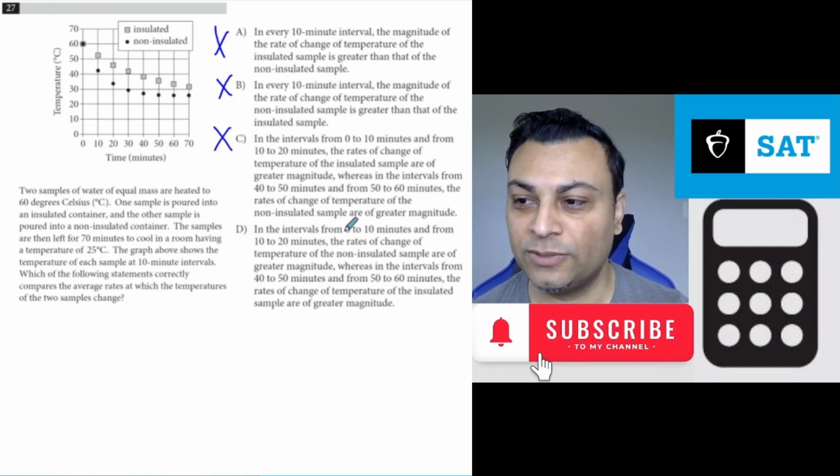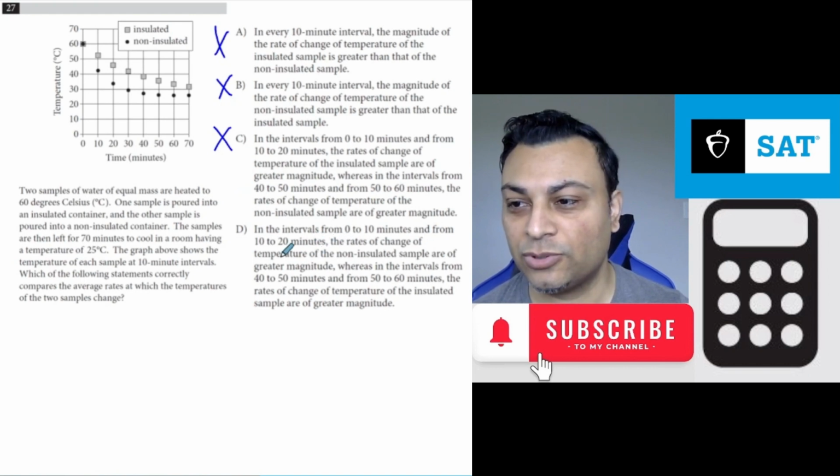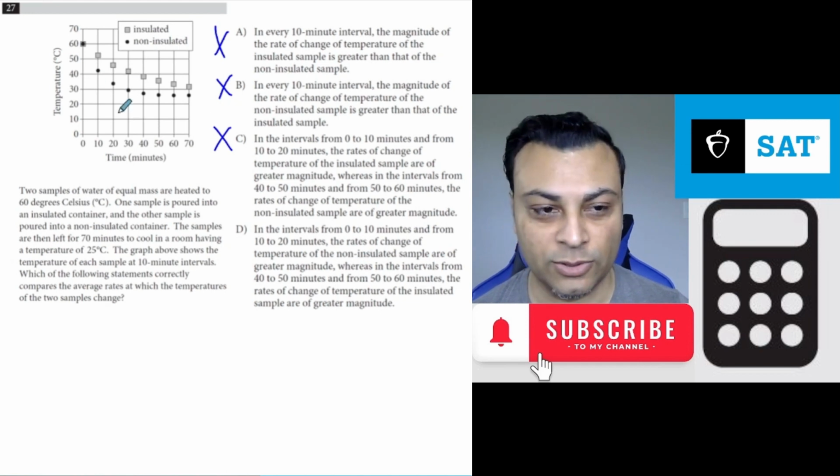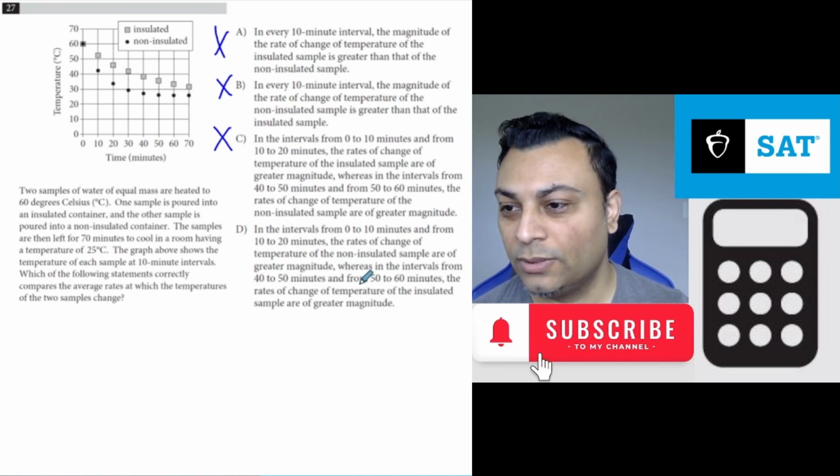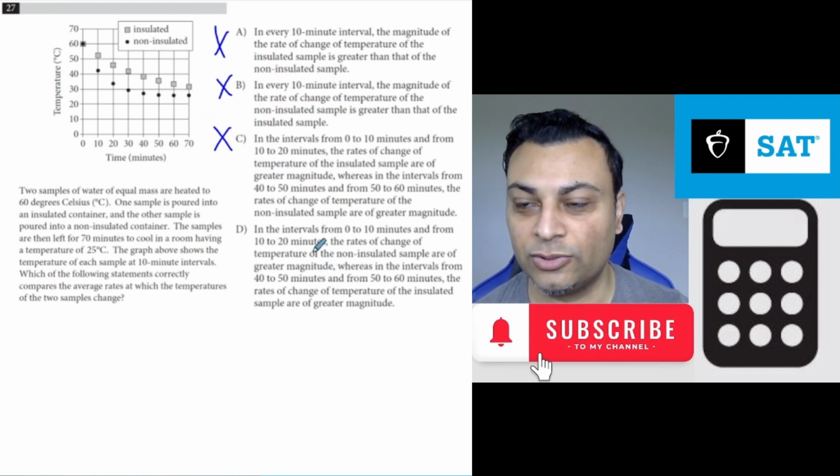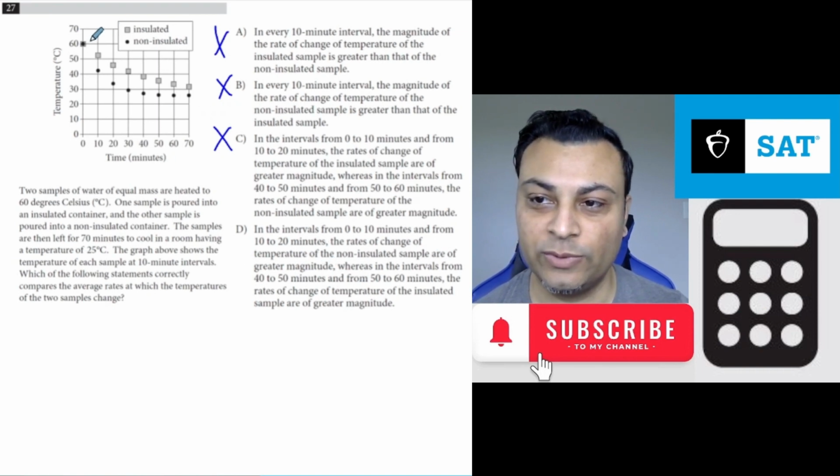In the intervals from 0 to 10 minutes and from 10 to 20 minutes, so the first 20 minutes, the rates of change of temperature of the non-insulated sample, which is the circle marker, are of greater magnitude. So they're saying the circle is steeper for the first 20 minutes. So that's steeper than that. That's true. That's steeper than that. That's true.